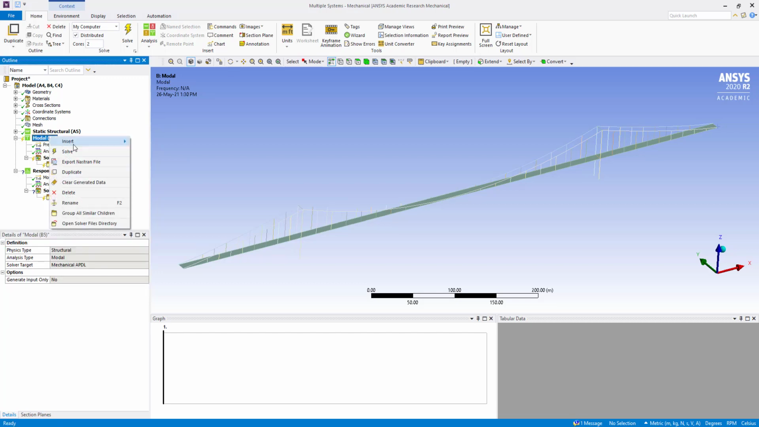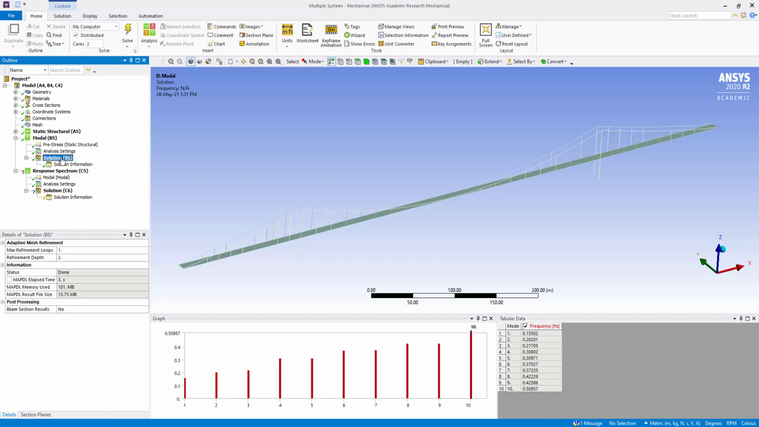Now we are going to solve. So it has been solved, and if you go to solution, you can see the frequency here.